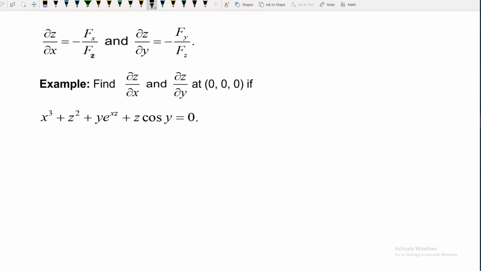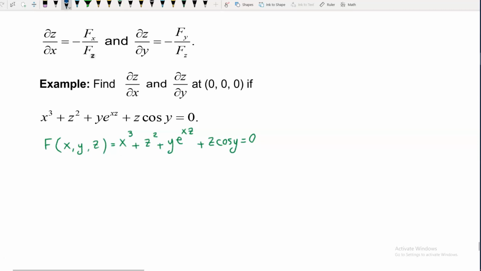Find the partial derivative of z with respect to x and the partial derivative of z with respect to y at the origin if x cubed plus z squared plus y times e to the xz plus z times cosine of y equals 0. First, define the function capital F of x, y, z to be x cubed plus z squared plus y times e to the xz plus z times cosine y, equal to 0.